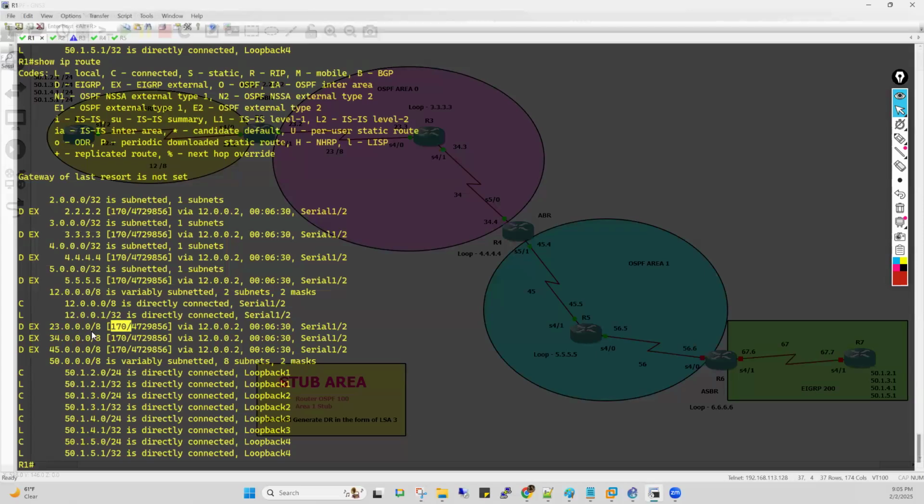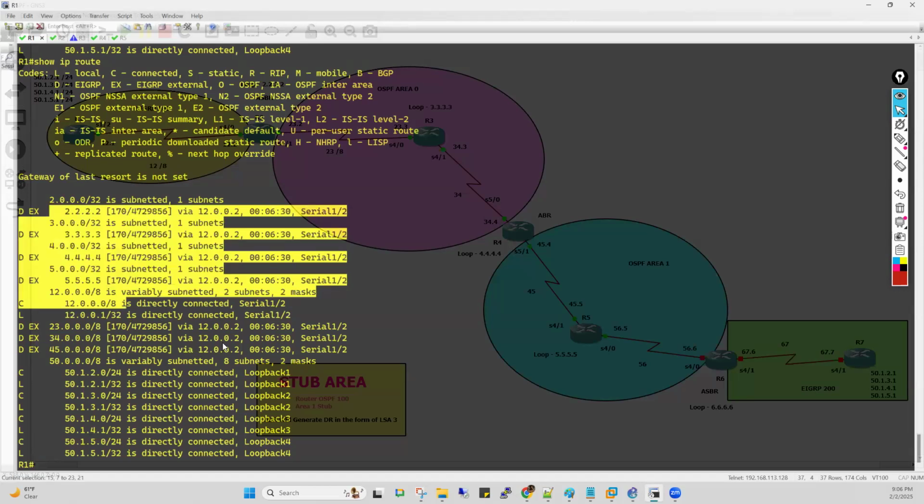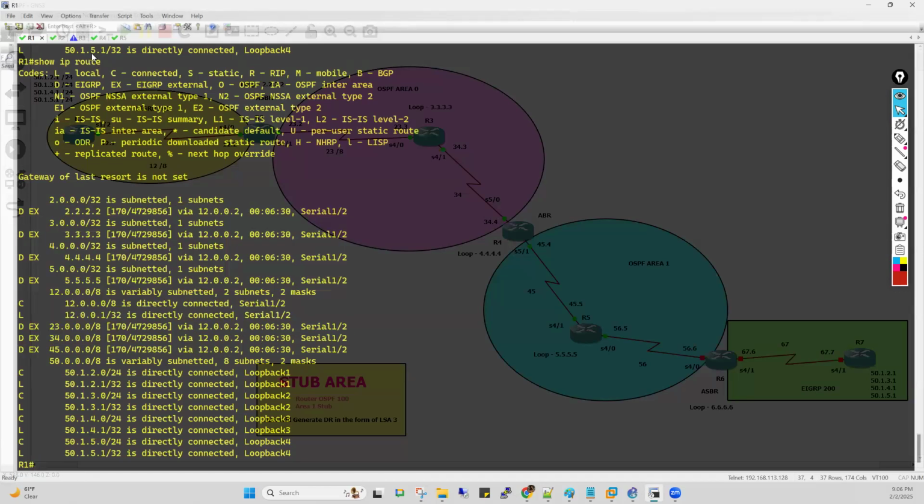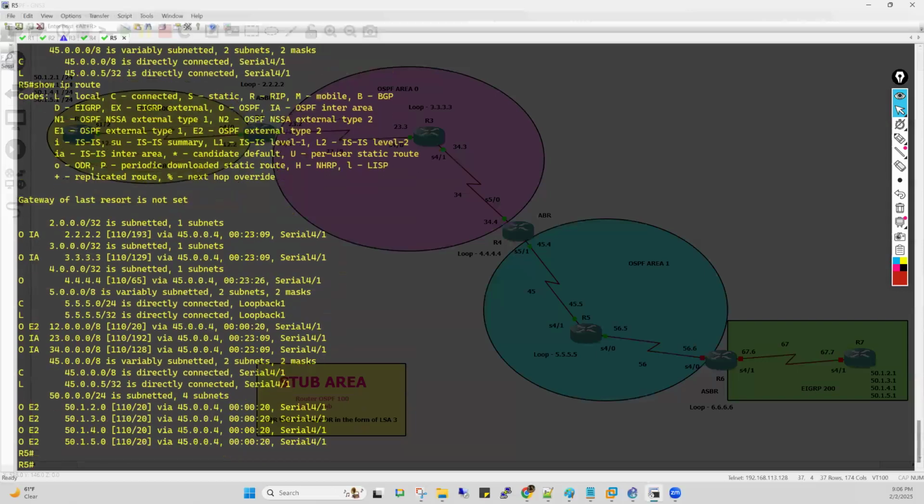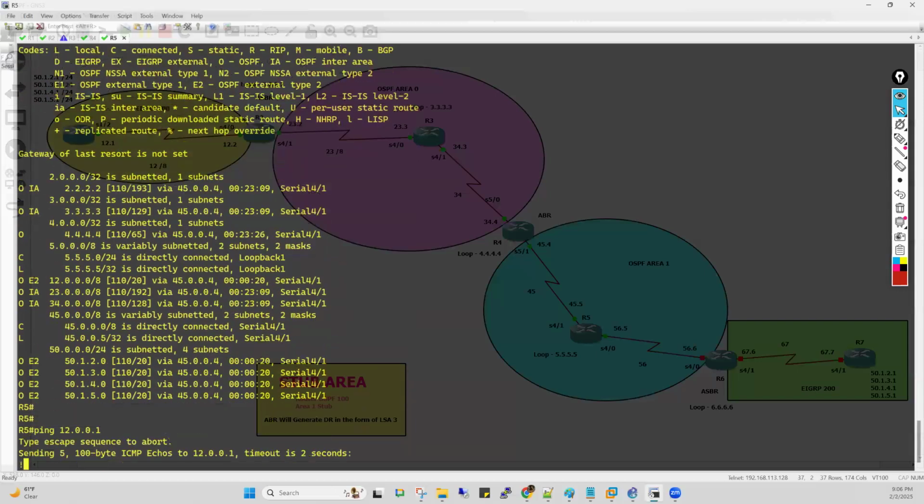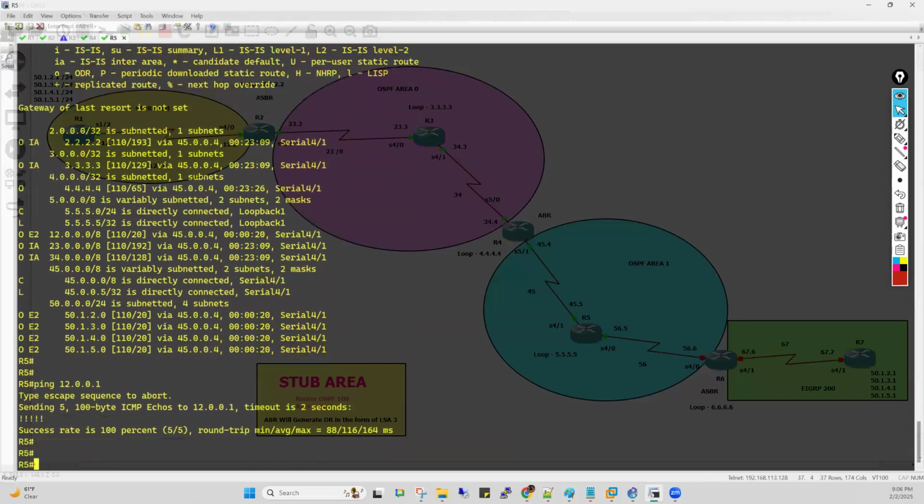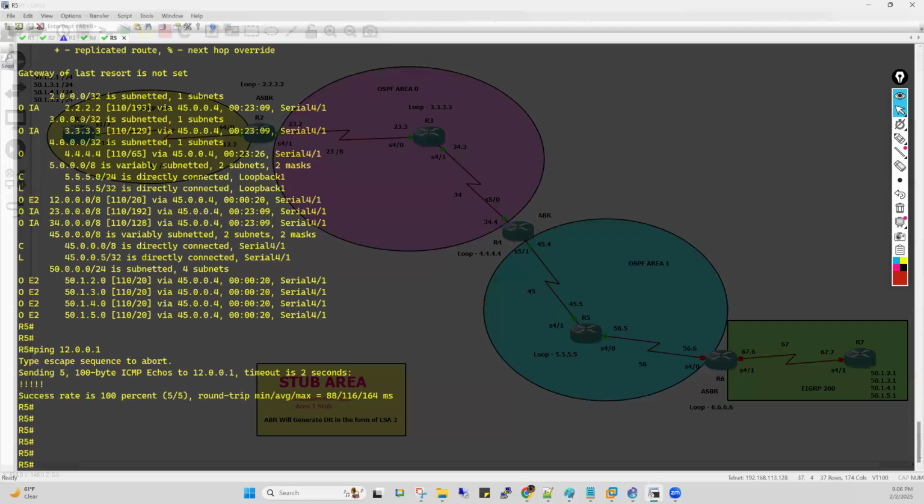So this is the external route. That's the reason here, guys, you are getting 170. So the 23 network information is there, 34 also there, 45 also there. So every network's information is there, guys. For example, now I come on R5 and I try to ping 12.1. I am able to ping now. The communication is successful. Getting my point everyone? Yes or no? Let me know.